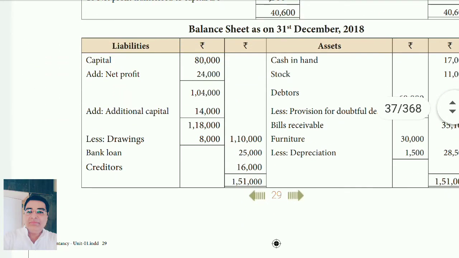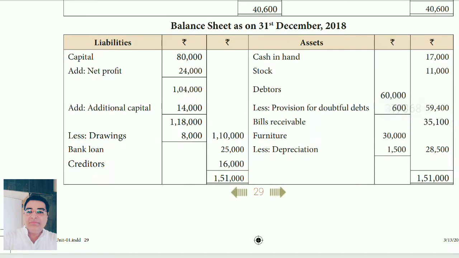Now when we are seeing the balance sheet, see here we return cash, stock, debtors 60,000, and the last line of your question in page number 29. If you see the question above, 60,000 minus 1%. So 60,000 into 1 by 100 is 600. 60,000 minus 600, 59,400. Then bills receivable, no adjustment, write it as it is, full amount.